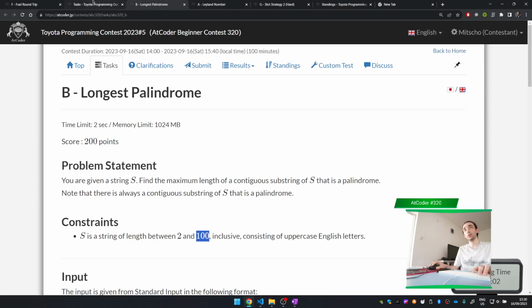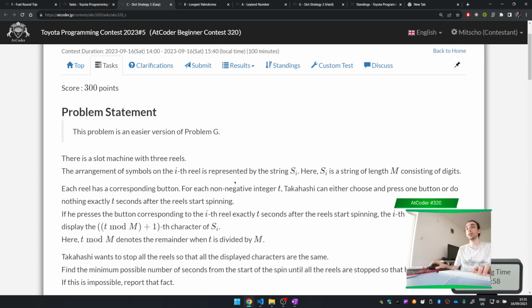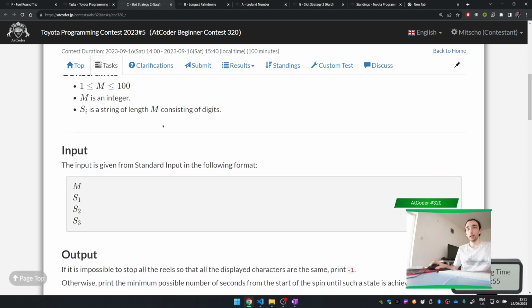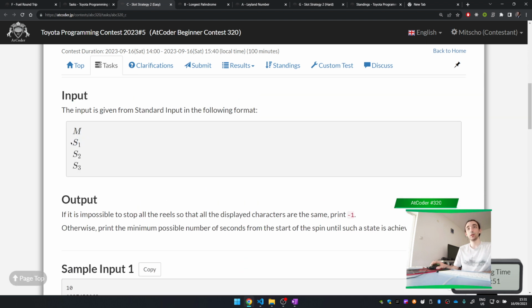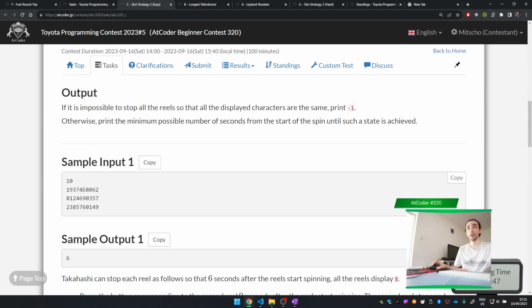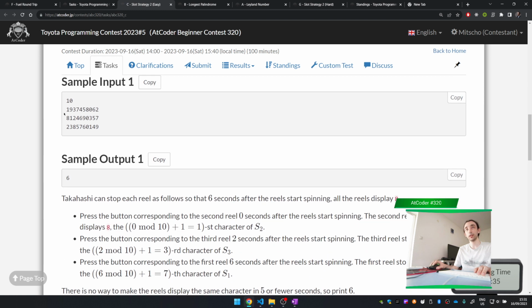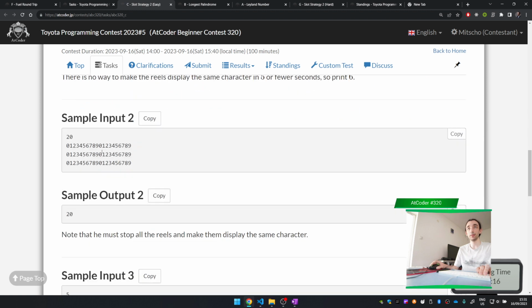Then problem C. Problem C was the easy version of problem G. Here because there are only three strings, you can brute force every digit where you want to stop all of the strings. Let's say you choose that you want to stop the string at 1. Now you can brute force the permutation in which you stop the strings, and you always pick the smallest thing. But because there could be the same number in two places, you have to be careful.